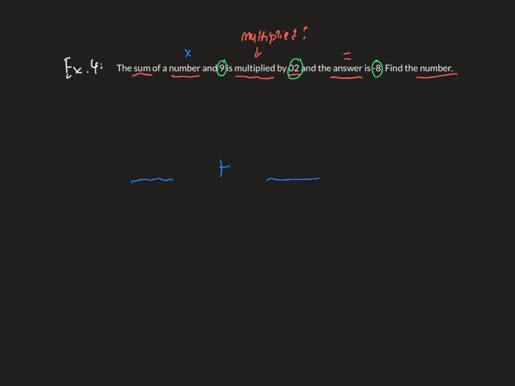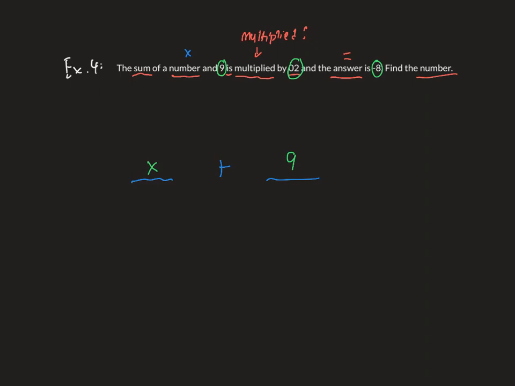Now, here is the thing. I did not underline it, and this is actually very important. What you want to do in these types of problems is split it up into 2 parts. So the sum of a number and 9. Stop there. That's one thing. So the sum of a number, I don't know what that number is, and 9 is. The second I say is, and I'm not telling you what the number is, so is multiplied by 2.